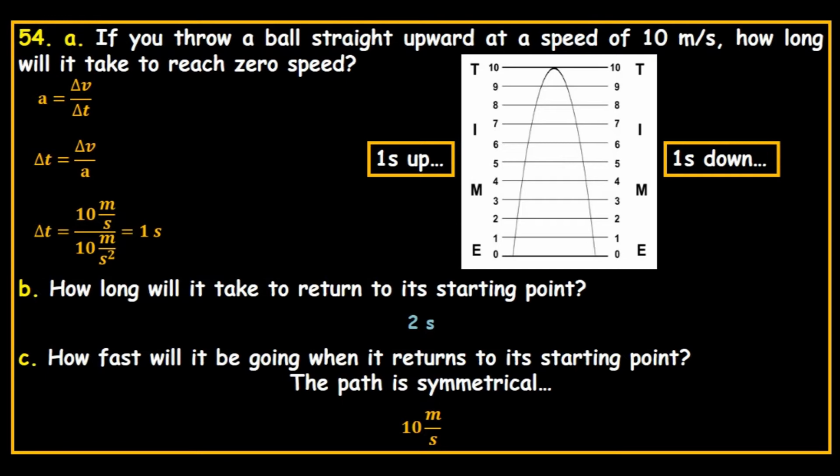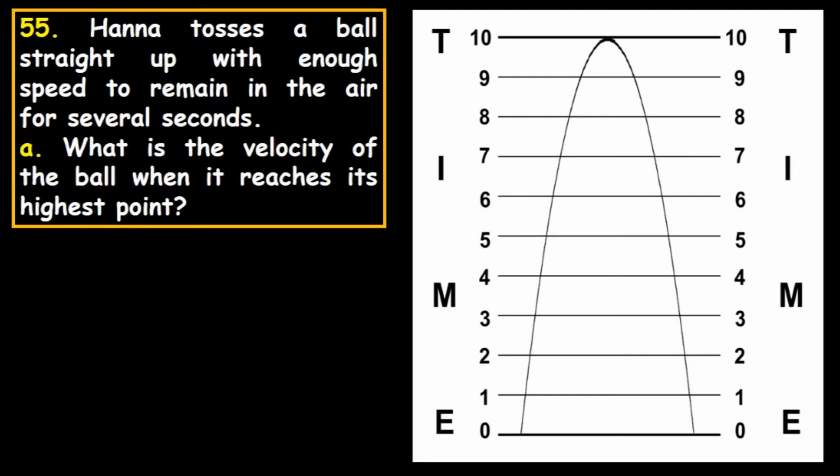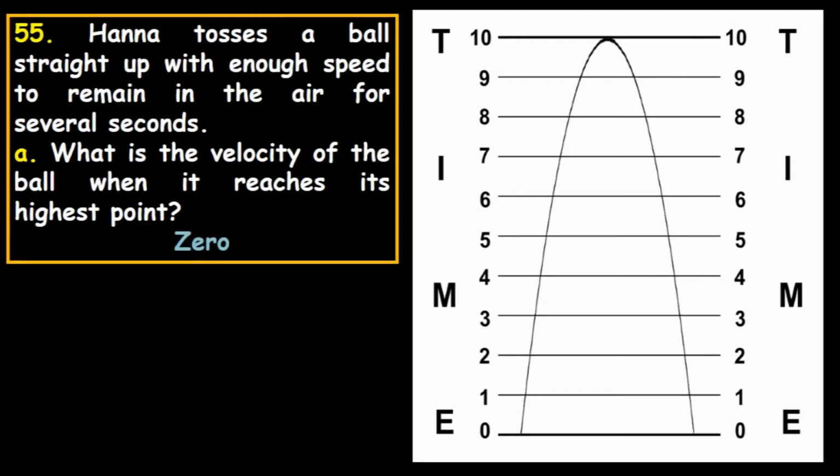Hannah tosses a ball straight up with enough speed to remain in the air for several seconds. What is the velocity of the ball when it reaches its highest point? So it's going to lose speed at 10 meters per second every second. So when it reaches the top, it will be at 0. We're going to have a lot of quizzes on this exact issue in the coming days after you see this lecture.